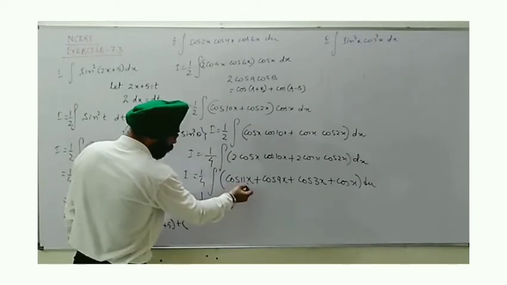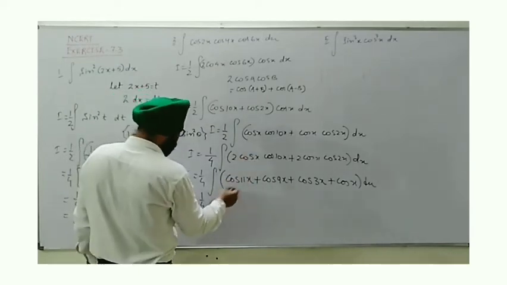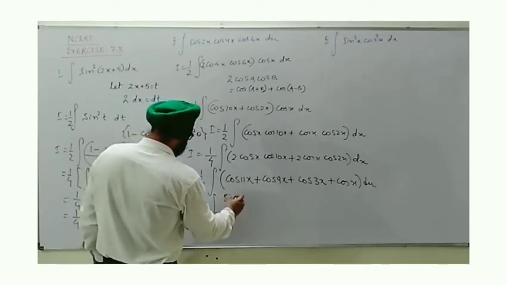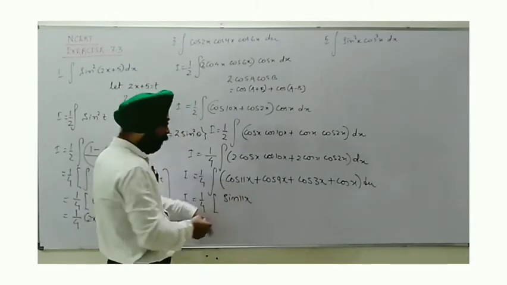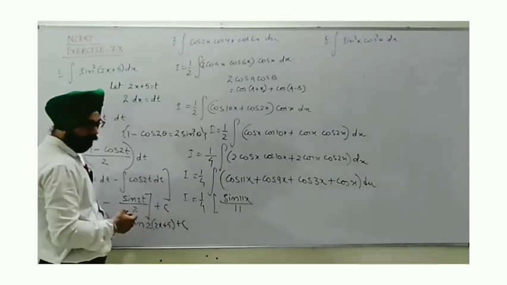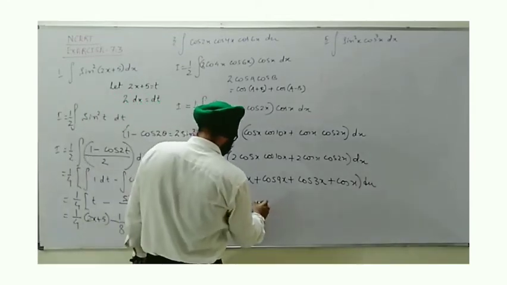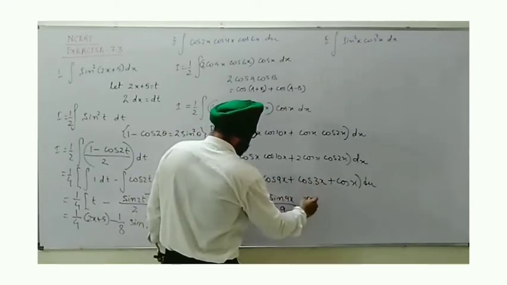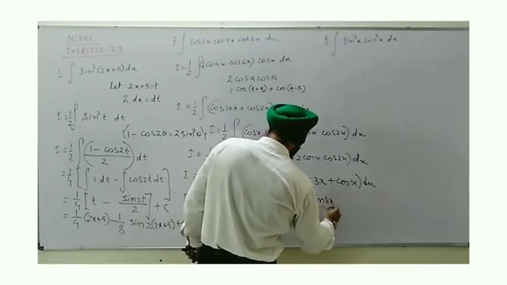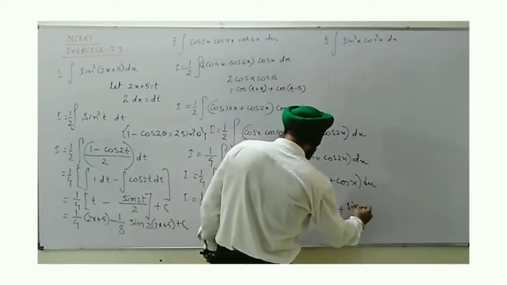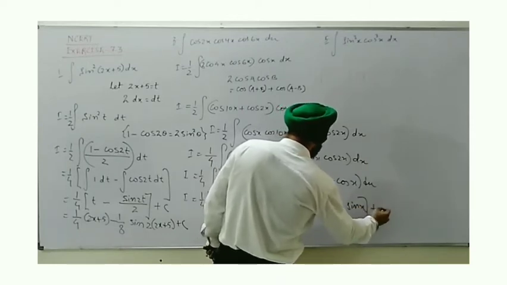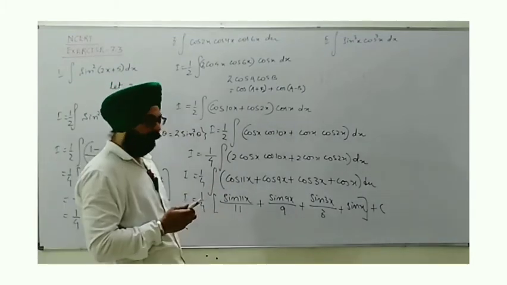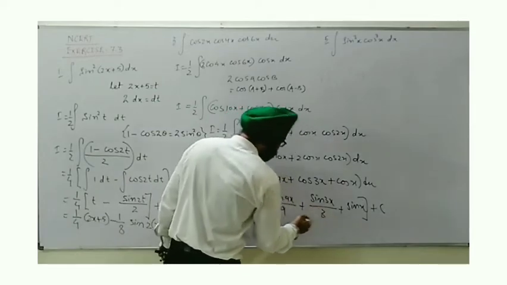It is integration of cos 11x. Each term will be separated now. Integration of cos 11x will be sin 11x, and it is a linear polynomial, so the coefficient will be written in the denominator, plus sin 9x upon 9, sin 3x upon 3, and this is sin x as it is, plus c. Now once we are done, the constant can be multiplied inside or this way only we can put the answer. I hope that this much is understood to you.